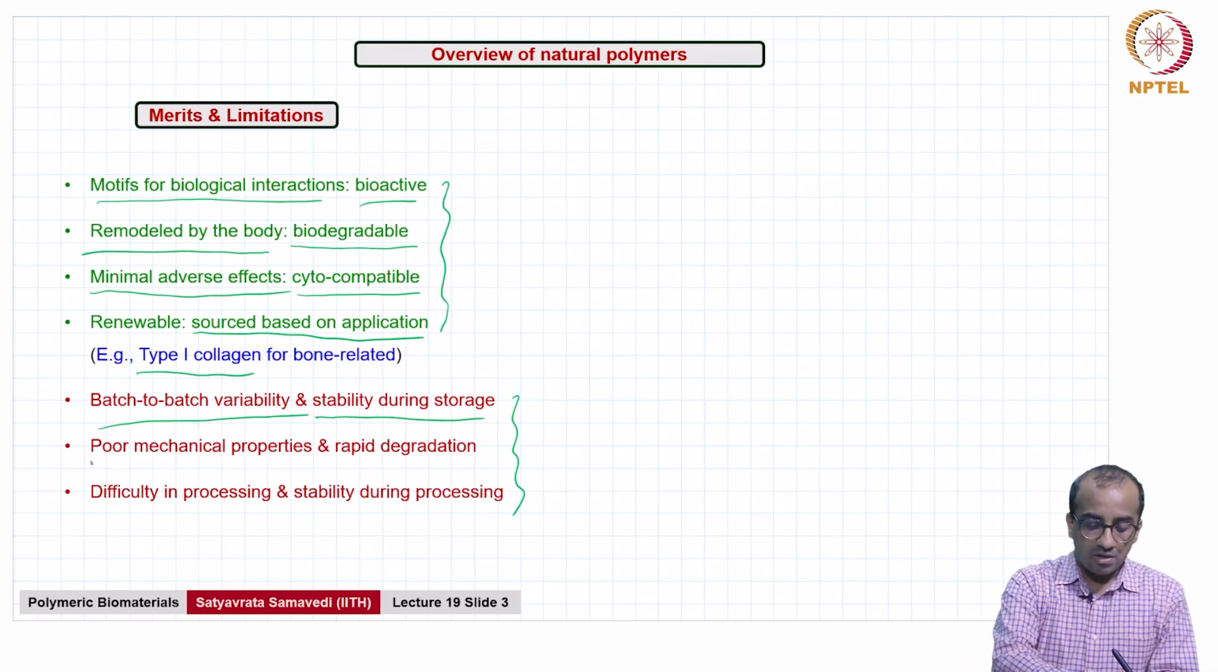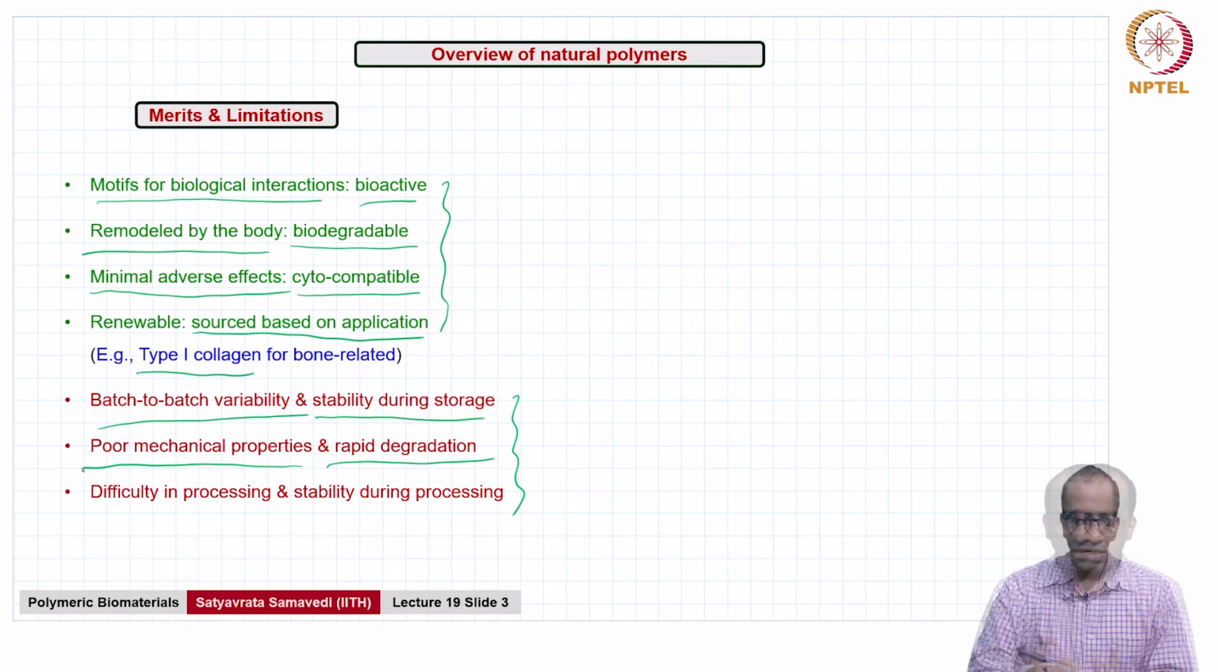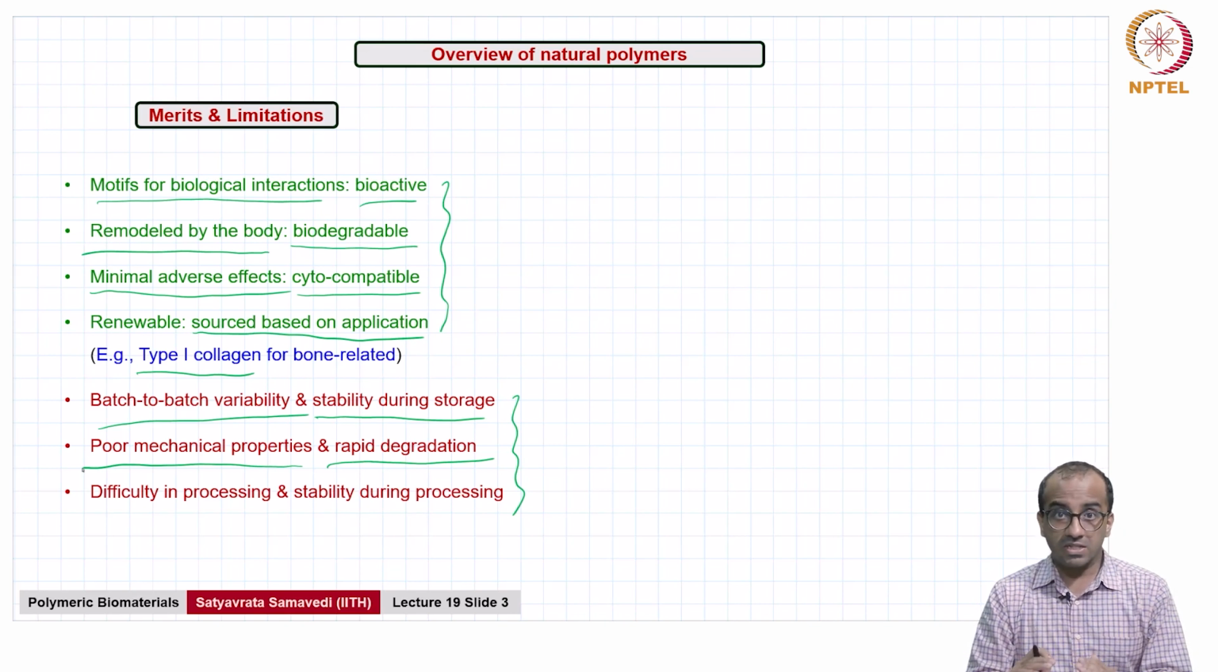They can also undergo rapid degradation. Compared to synthetic biomedical polymers, natural biopolymers are not specifically known for their mechanical properties. There are always exceptions, as we will see. For example, silk is a very good exception. It is a biomedical polymer that is naturally derived, that has extremely good mechanical properties, but more generally speaking, natural biomedical polymers do not perform as well mechanically as synthetic biomedical polymers.